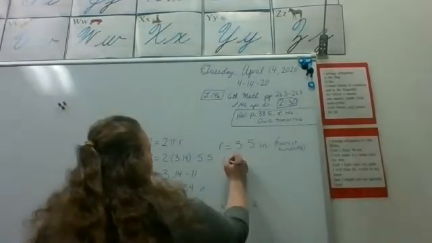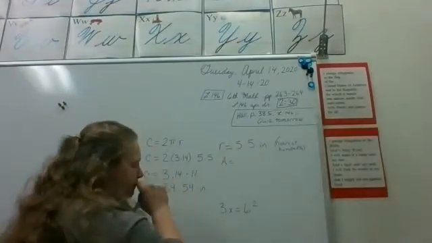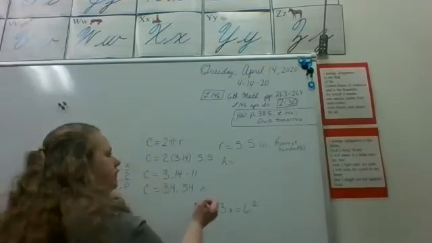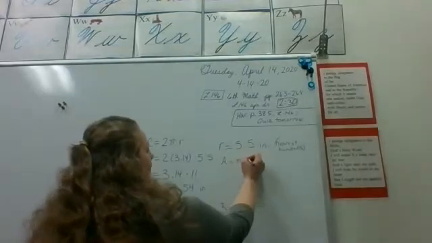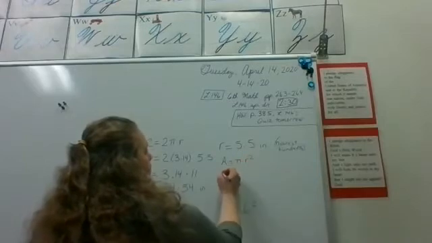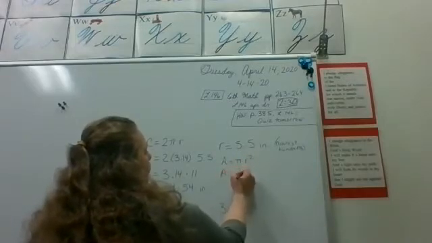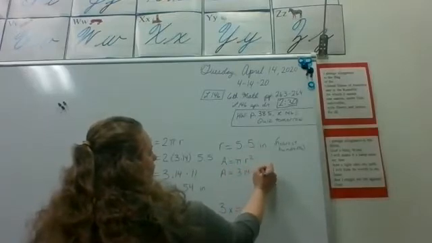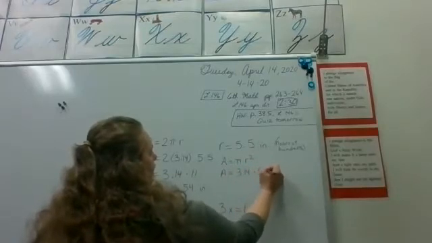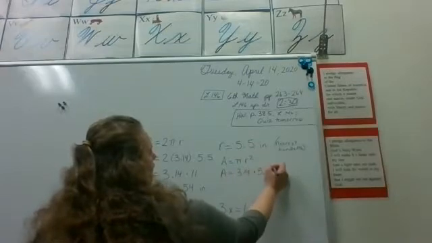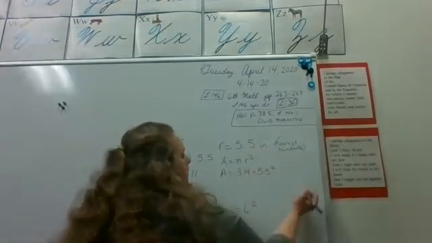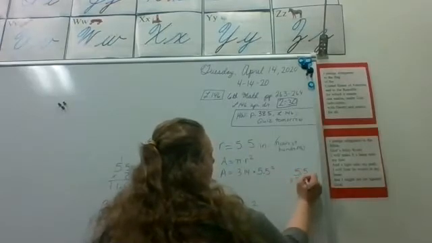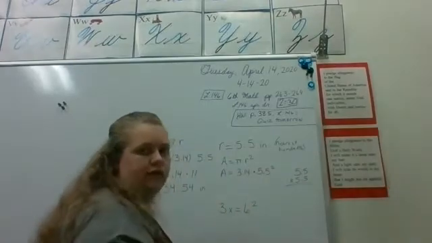Now, speaking of area, we're going to do the area. So what is our formula for area? A equals pi r squared, okay? Equals 3.14, right? Times 5.5 squared, okay? Squared means 5.5 times 5.5, right? Okay, with me on that?